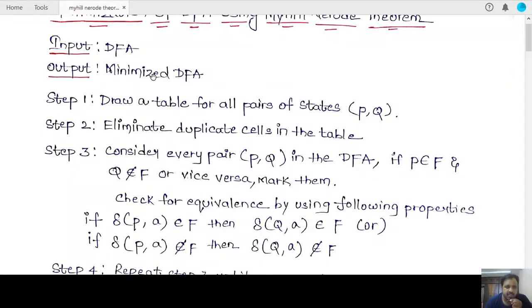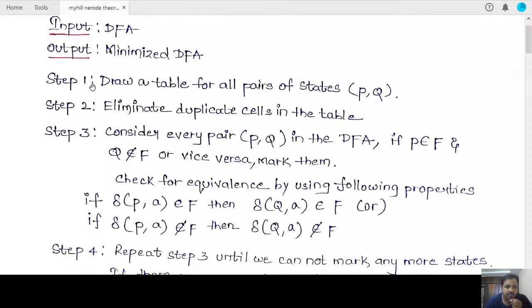Let us have a look at the steps that we use for minimizing the DFA. The first step is that we have to draw a table for all pairs of states P, Q. From the given DFA, we have to identify the pairs of states, and based on those pairs we have to draw a table. Just remember this point; I will show it with one example.